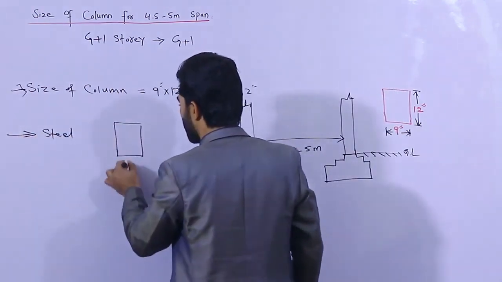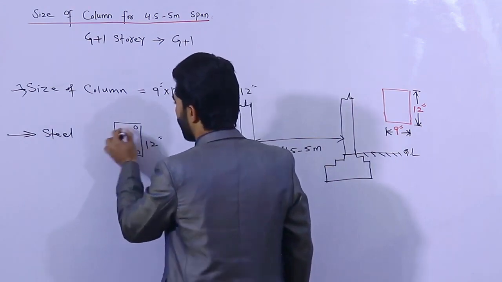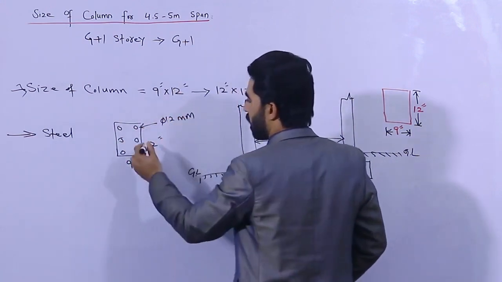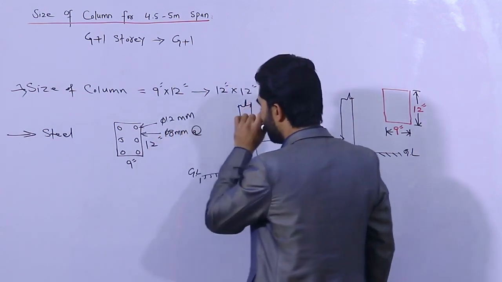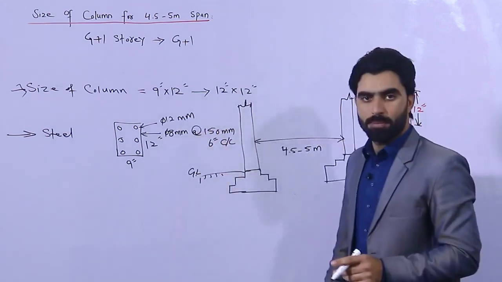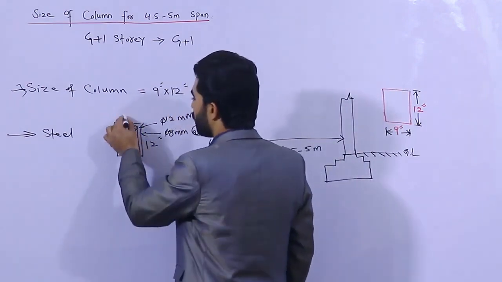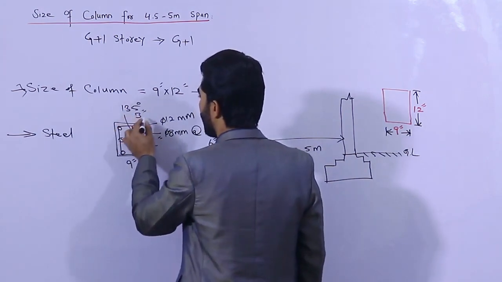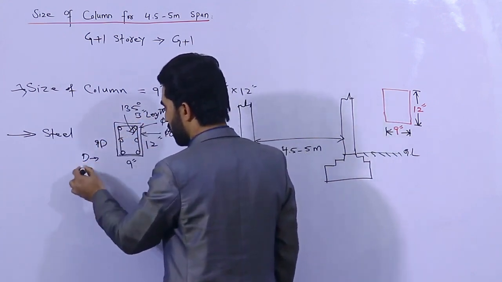In this case the size is 9 by 12 inches, so use minimum 6 steel rods. The dia should not be less than 12 mm. And this is the lateral tie, so the lateral tie dia should be 8 mm with the spacing of 150 mm, or you can say 6 inches, C/C, center to center. Now guys, if you see here, these are ties, so the hooks should be bent at 135 degrees. The hook's length should not be less than 3 inches, or you can say 9D hook length, where D is the dia of steel.